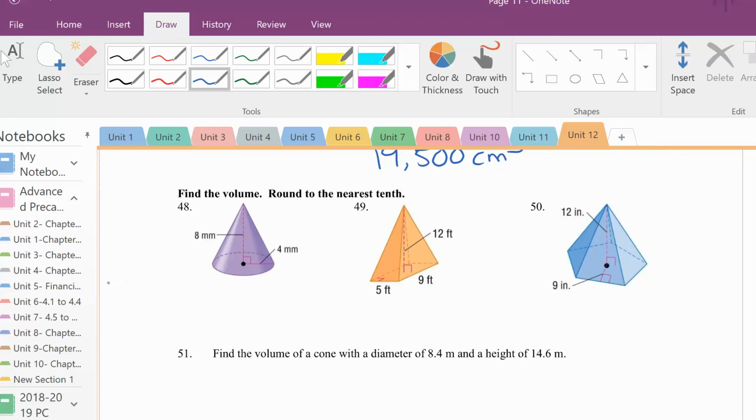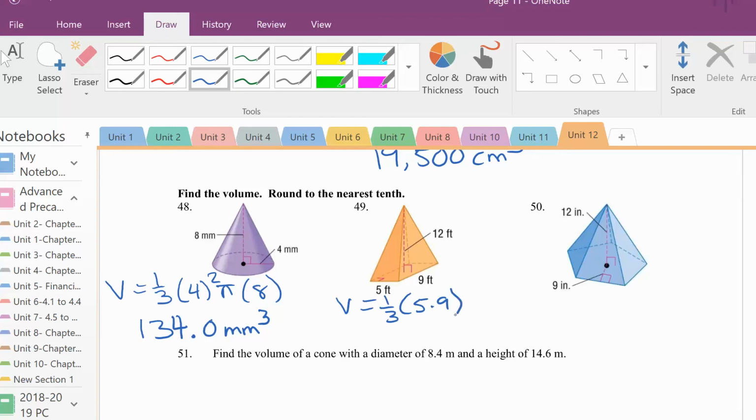All right, so here, that's a cone, so it's 1/3 4 squared times pi times the height, which is 8. And that's 134.0 cubic millimeters. Here it's a rectangular pyramid. So it's 1/3 5 times 9, because that's the area of the base, times the height, which is 12. And that gives you 180 cubic feet.